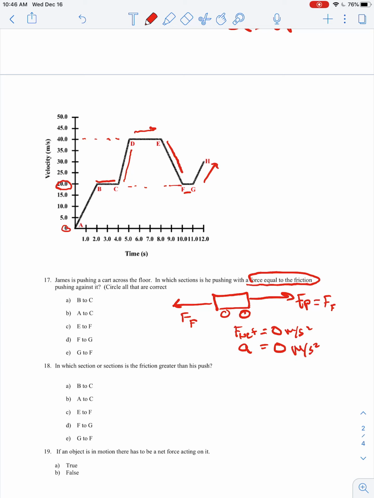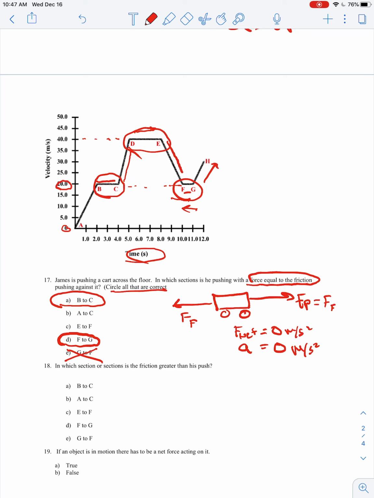Okay, so I want to know where the acceleration is 0. Well, that's where it's not speeding up. So those sections would be here, and here, and here. Now let's see if they're all there. B to C, yes, that's there. D to E, I do not see anything that says D to E here. It would be true, but it's not there. It says circle all that are correct. And then F to G for sure, right here. I'm not sure why they put G to F. It's kind of the same thing, but we can't go G to F. That would mean time is going backwards, so don't worry about that answer.